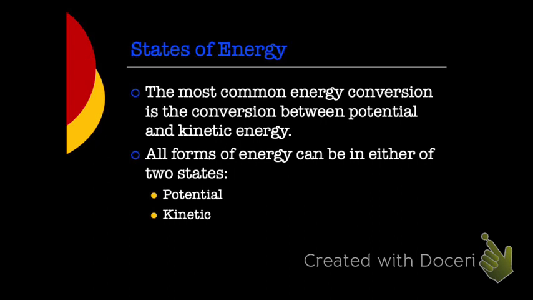So we're going to break down what these two states of energy mean. What are they? What types of objects fall into each category? Can objects have both types? All those questions we're going to be able to answer, okay? So the two main states of energy are potential energy and kinetic energy, okay?